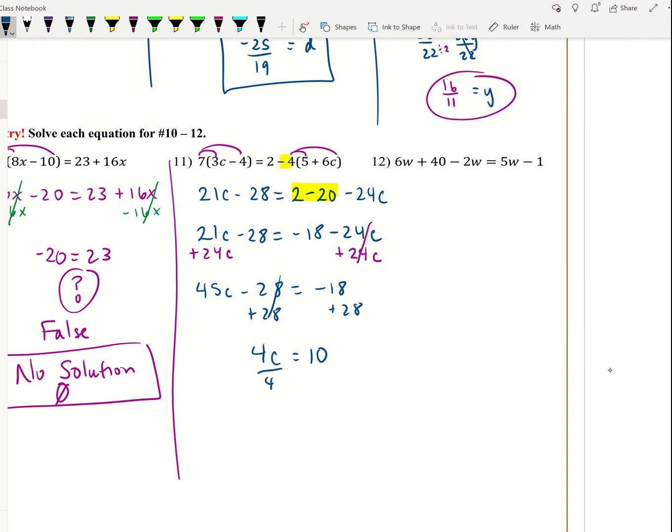And then I'll divide. Now, if I want to leave this as a fraction, I can, but I would need to reduce these by 2. I could also make this a decimal if I wanted to use my calculator. That's 2.5.